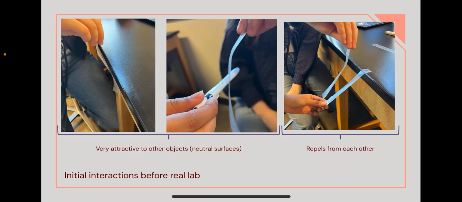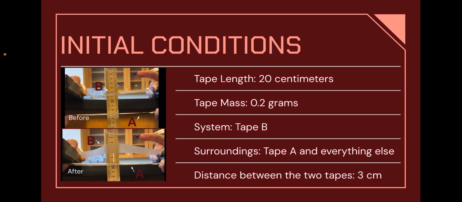There are some pictures of initial reactions before the real lab between the two pieces of tape. We compared it to neutral surfaces, and they were very attractive, such as the desk and the charged pen. And then when we put two pieces of tape that were both charged near each other, they repelled. And this also helped us know that the tape was positive.